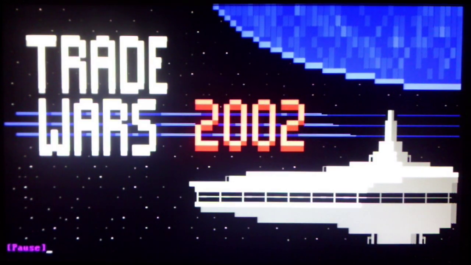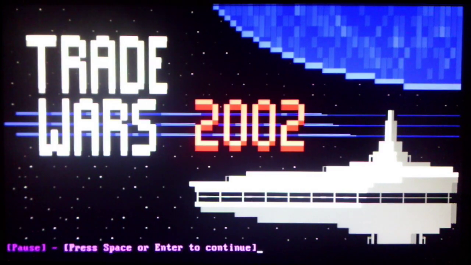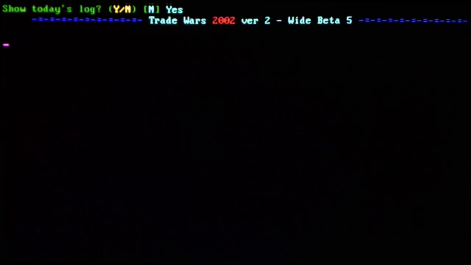Trade Wars 2002. Look at that. Top of the line art, and the artwork changes to a couple different screens depending on when you come in. So let's take a look at the day's log. So you would also do maintenance.